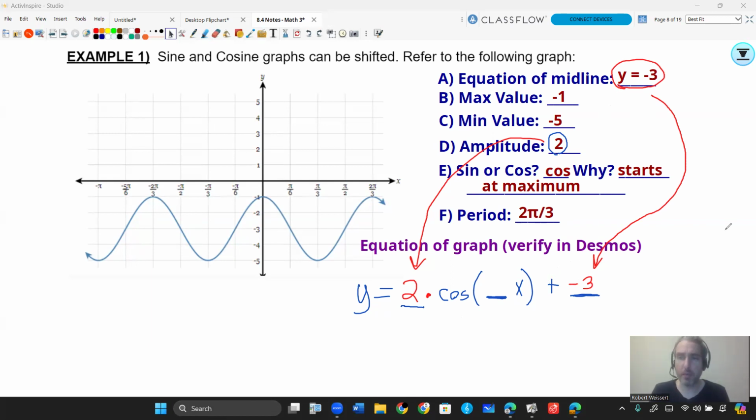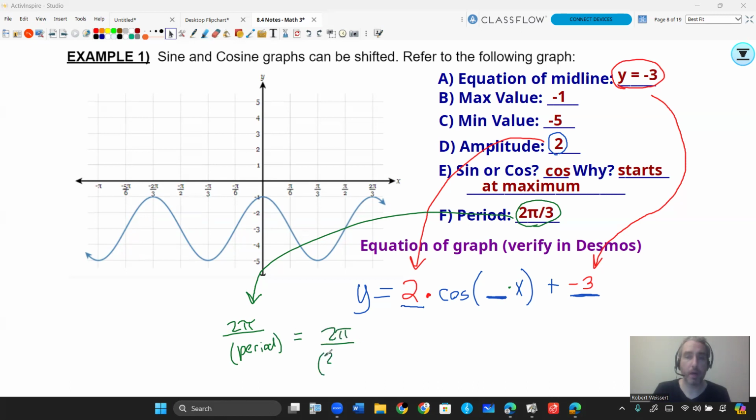Now, the number next to the x value represents your period. To get that number, it's not just 2 pi over 3. You have to do a little bit of math to get the right number in there. You're going to do 2 pi divided by your period. So that looks like 2 pi divided by 2 pi over 3.